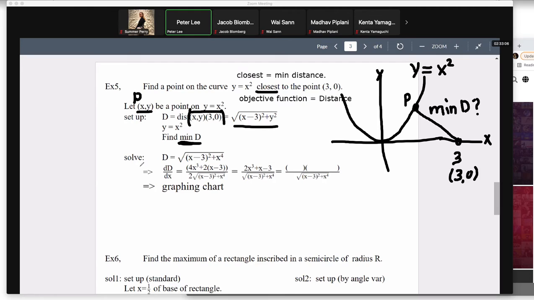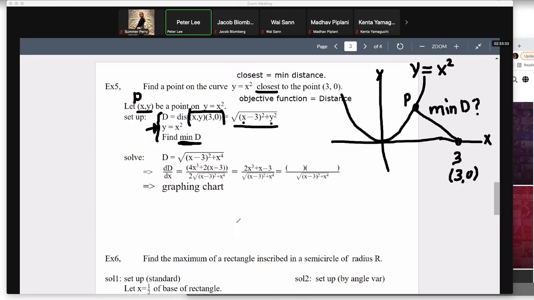Okay, so now solve how to do this. The first step is we have two variables x and y here, so why don't we first eliminate one variable. In this case, I substituted y equals x squared. So the setup is this: you replace y equals x squared, you get this, and then you get this right here.